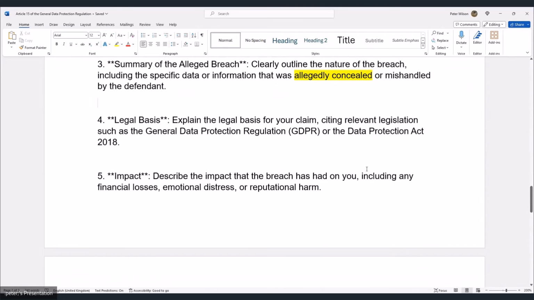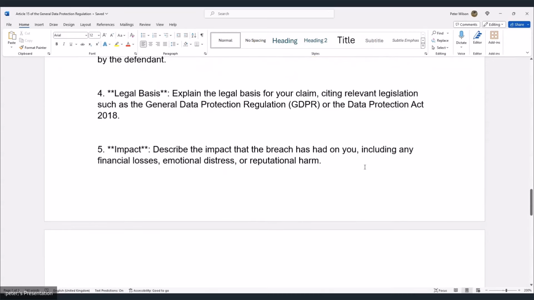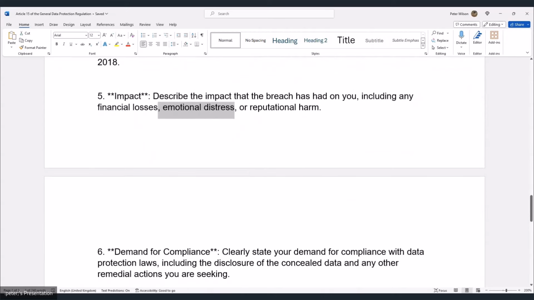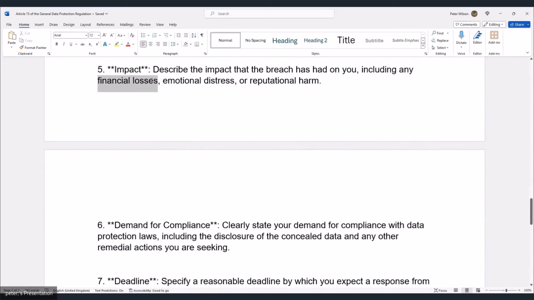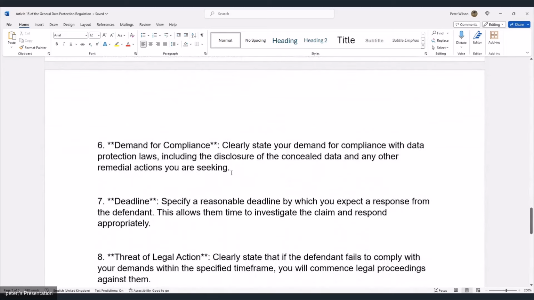Number 4, legal basis. Explain the legal basis for your claim, citing relevant legislation such as the General Data Protection Regulation, GDPR, or the Data Protection Act 2018. Impact. Describe the impact that the breach has had on you, including any financial losses, emotional stress, or reputational harm. Well, we're going in for emotional distress and also the inconvenience and the financial loss because we had to do all the mailing and we took time out of our life. Demand for compliance. Clearly state your demand for compliance with the data protection laws, including the disclosure of the concealed data and any other remedial actions you are seeking. Deadline. Specify a reasonable deadline by which you expect a response from the defendant.